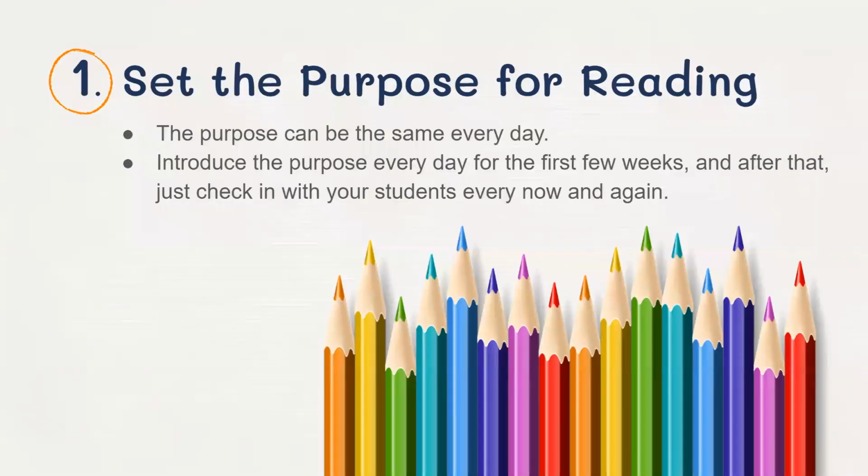In step 1, set the purpose for reading. The teacher's job is to explicitly state the purpose for reading. This is something that occurs every day in the beginning of the lesson. As the year goes on, you do not have to introduce the purpose every single day, but remind the students now and again, or start with a guiding question of why they're reading that article.